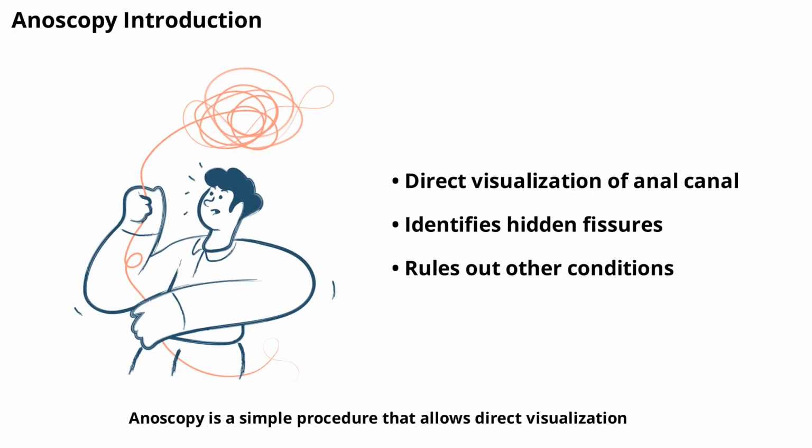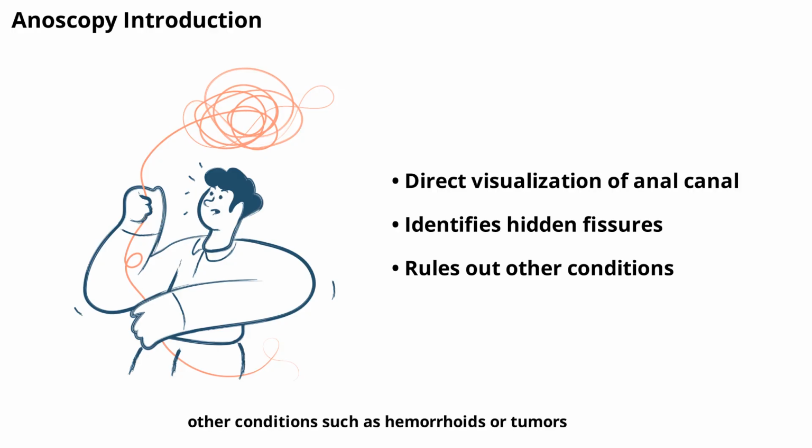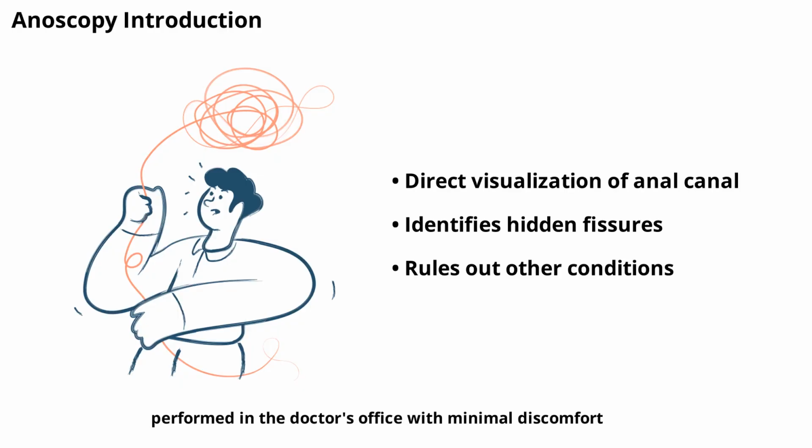Anoscopy is a simple procedure that allows direct visualization of the anal canal and lower rectum using a small, tubular instrument called an anoscope. This test is particularly useful for identifying fissures that are not easily seen during visual inspection, as well as for ruling out other conditions such as hemorrhoids or tumors. Anoscopy is usually quick and can be performed in the doctor's office with minimal discomfort.